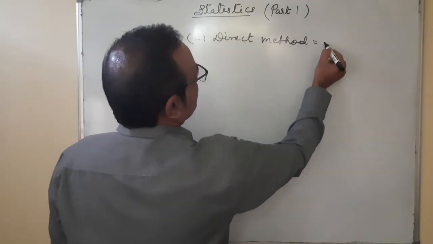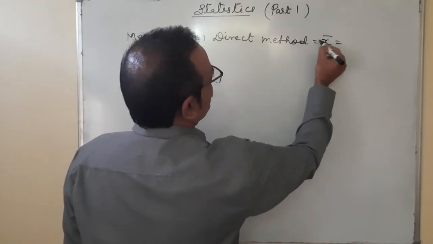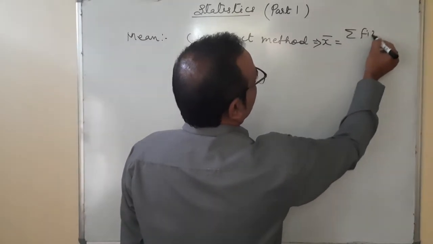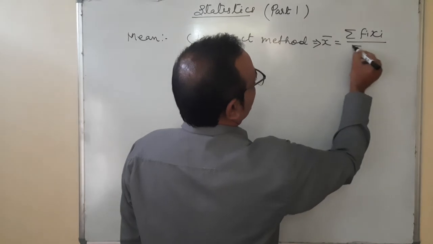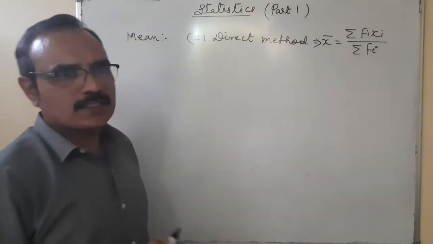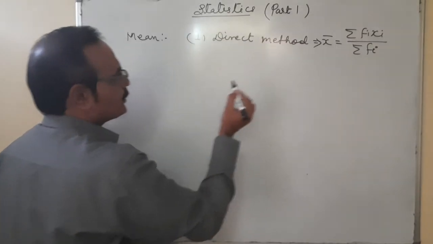What is the direct method? Mean x bar is equal to summation fi xi upon summation fi. What is the meaning of this summation? Just let me explain it to you first. It's a new term for you.